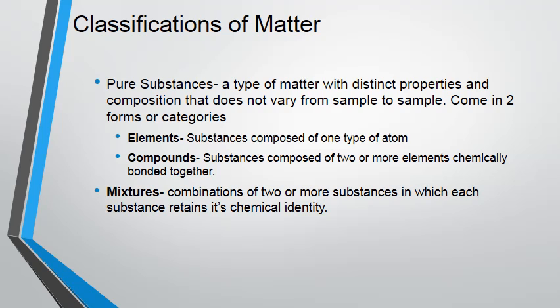And then when we combine different compounds or different elements together and they're just hanging out with each other, not actually chemically reacted, we can make a mixture. A mixture is a combination of two or more substances in which each substance retains its chemical identity. The easiest example of this would be something like salt water.